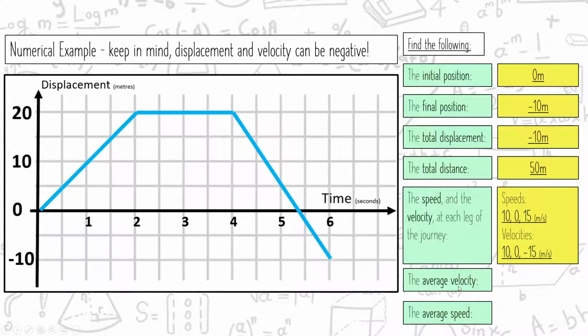The average velocity can be calculated by dividing the total displacement by the total time. So we're going to divide minus 10 by 6 seconds to get an approximate value of minus 1.6. And I think it's 6 recurring actually. The average speed, however, we're going to take the total distance and divide that by the total time, which is going to be 50 over 6, which will be something around 8 point... Yeah, we got 8.66.